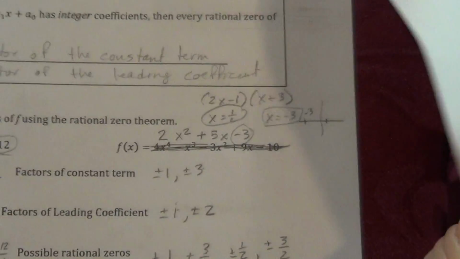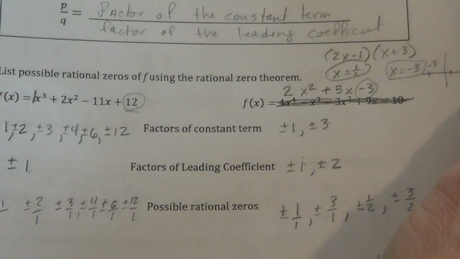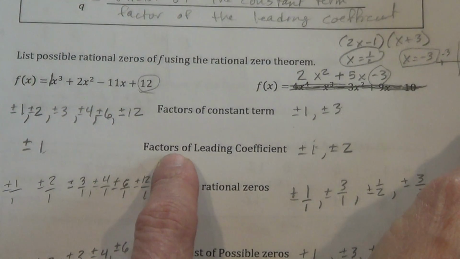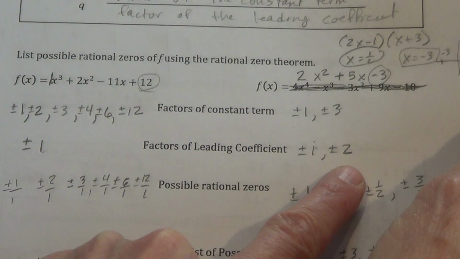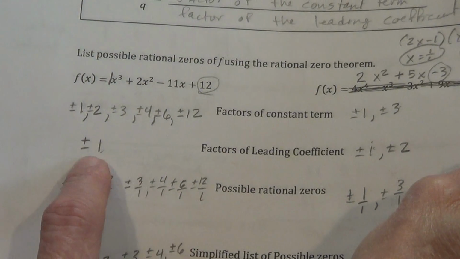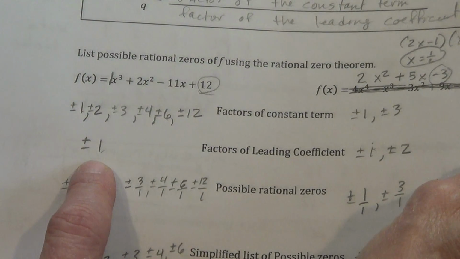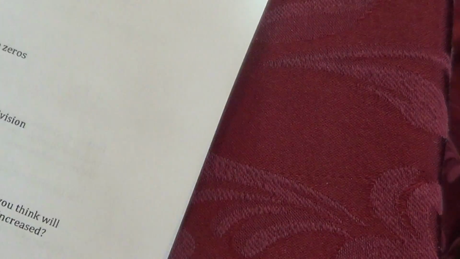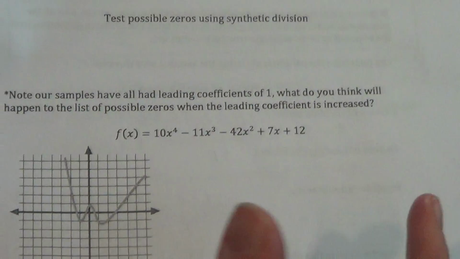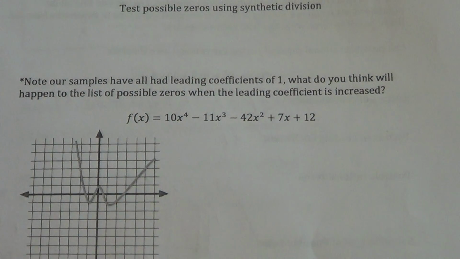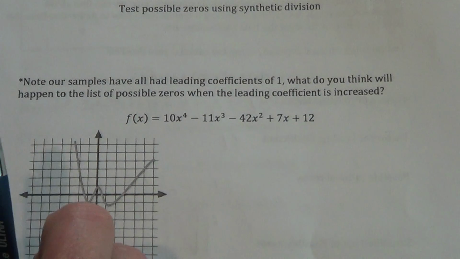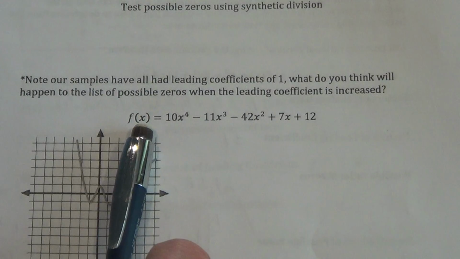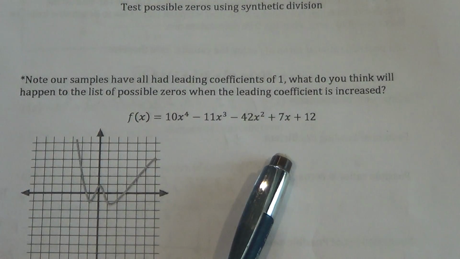Here we go. Because it's not 1 here in the front, that means that your factors of the leading coefficient become more than just 1. See, when this one has just a 1 up here, it's just 1, plus or minus. So that reduces it significantly. And that's what it's asking: what do you think happens to the list of possible zeros when the leading coefficient is increased?